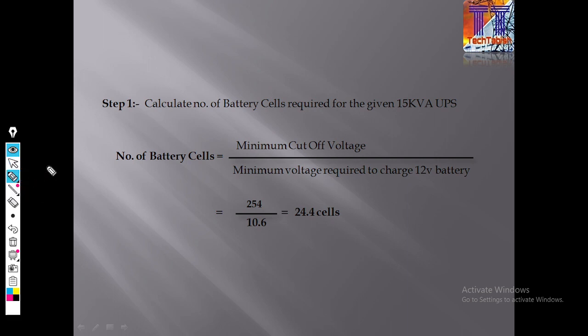Now in step number 1, we calculate the number of battery cells required for the given 15 kVA UPS. The formula is number of battery cells equals minimum cutoff voltage divided by minimum voltage required to charge the 12 volt battery. Actually this is not minimum, this is maximum cutoff voltage divided by minimum voltage required for the 12 volt battery.